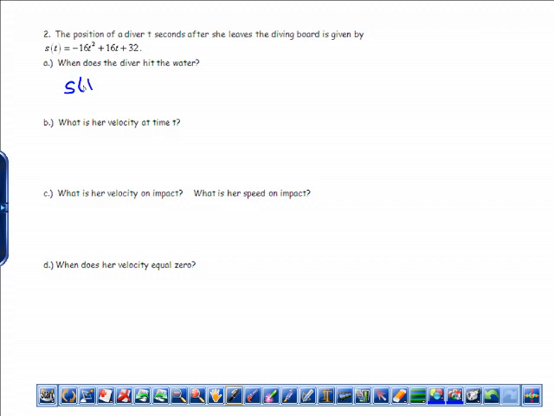When does the diver hit the water? That happens when her position, or his, does it say she? It does say she. When s of t equals 0. Okay, so you're going to find the 0 in your calculator. You can do this by graphing and finding out when the diver hits the ground. You could have y1 up here and y2 equals 0, and you find the 0 that way. You can set the equation equal to 0, negative 16t squared plus 16t plus 32. Set that equal to 0 and either factor, or maybe factoring doesn't work, do quadratic regression. You end up getting t equals 2 seconds.